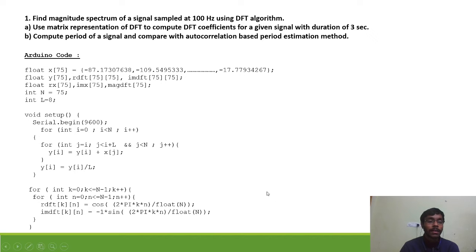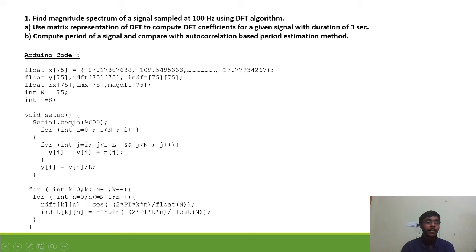So first the array is there, x of 75, for the 3 seconds, and the signal is sampled at 25 Hz, so 75 samples are there. So one array y of 75 and the DFT matrix of 75 cross 75, but both are separated into real part and imaginary part. RDFT represents the real DFT matrix and IMDFT the imaginary DFT matrix. And then RX, IMX and MAG DFT are declared.